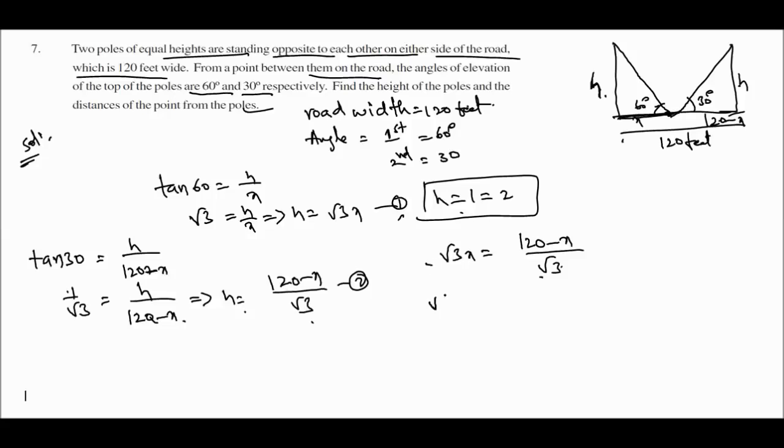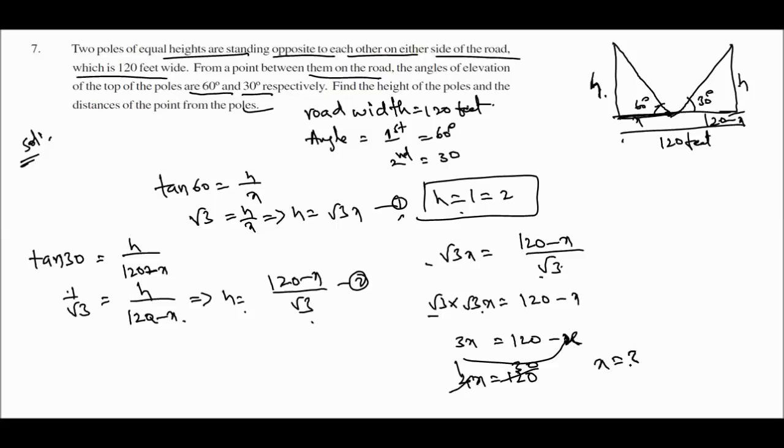Root 3 goes here. Root 3 into root 3 x is equal to 120 minus x. So 3x is equal to 120 minus x. Minus x goes to the other side, plus x, so 4x is equal to 120. So x is equal to 120 divided by 4, which is 30. X is equal to how much?